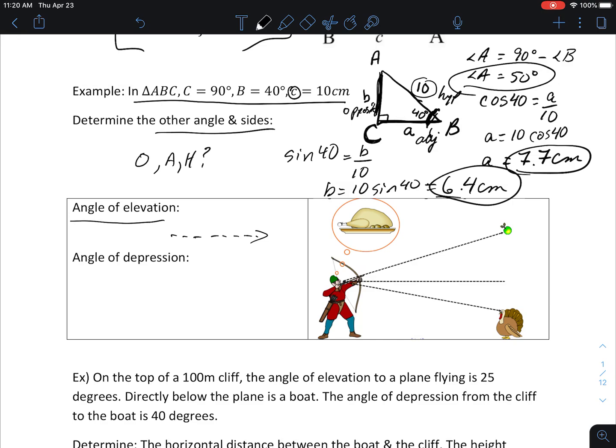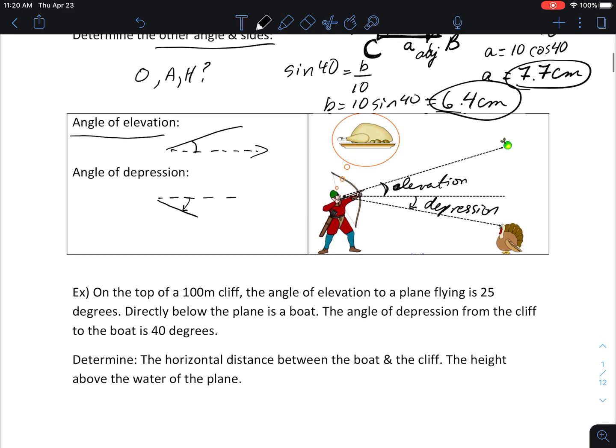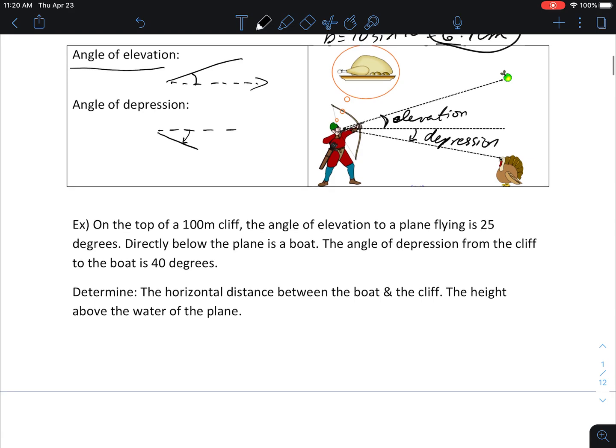Some other important information: what is an angle of elevation? An angle of elevation is from a horizontal upwards. So here, that's this angle. This is the angle of elevation, sometimes called inclination. And then angle of depression is from a horizontal line downwards. So that's the poor turkey down here, depression.